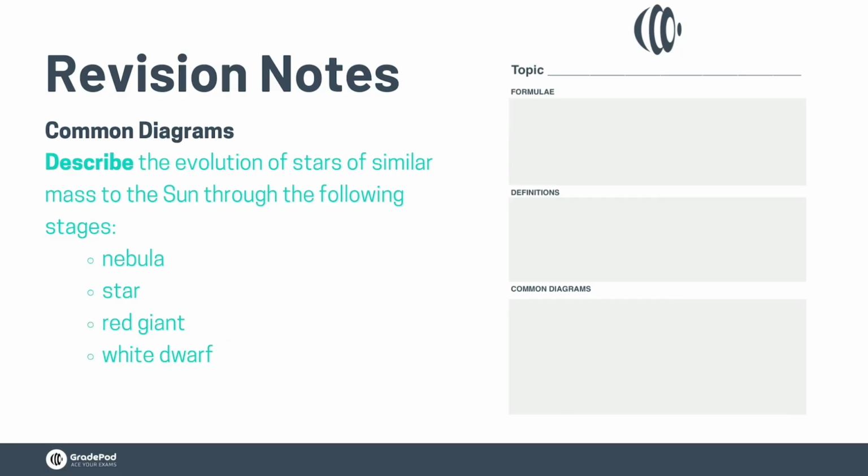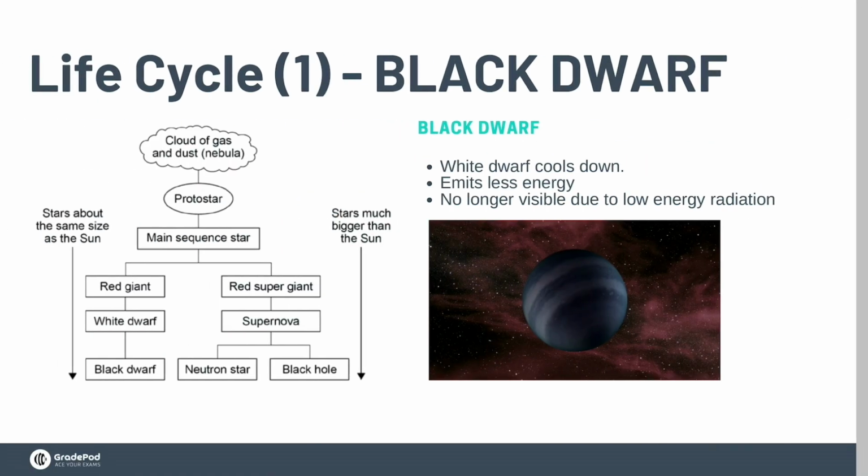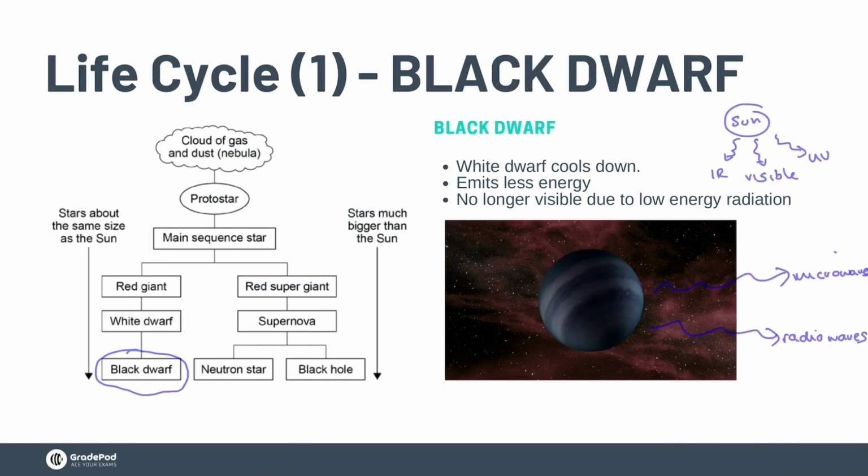Can you please go to your common diagram section, and can you draw the diagram that I want you to imprint in your brain? It's here. Draw that into your common diagrams section, please. And if you need to note down little things about each section, red giant, white dwarf, black dwarf, just annotate it with a couple of little notes on the side.